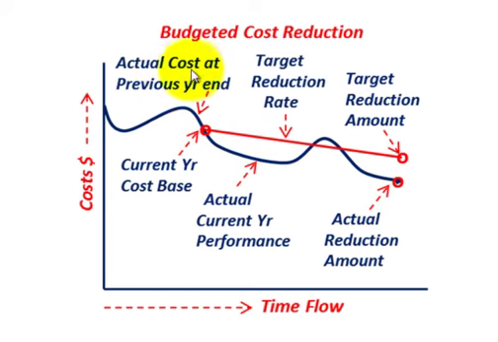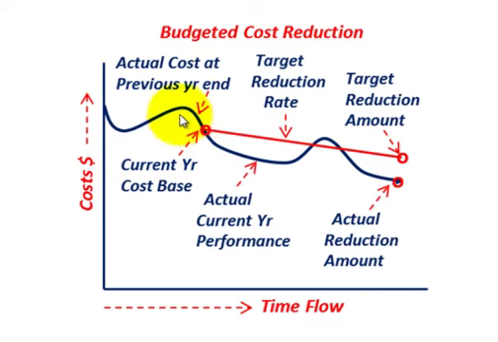You start out with your actual cost from your previous year. You have some function of that actual cost, and then you establish some current year cost base. I'm showing that as our red amount. By doing that, you're going to have some targeted reduction rate. You've got some constant rate that you're targeting for your cost reductions. You can see that's downward sloping, so your costs would be decreasing.